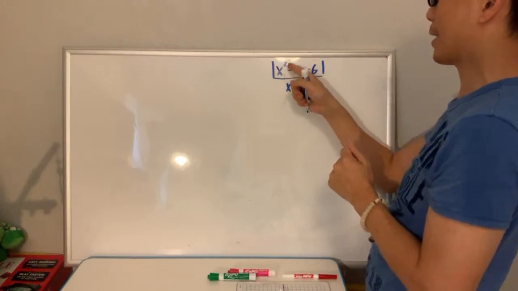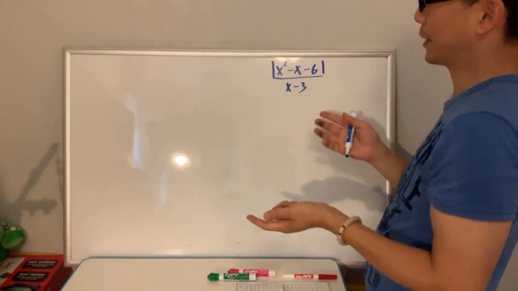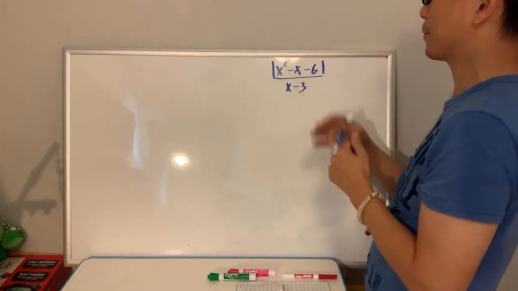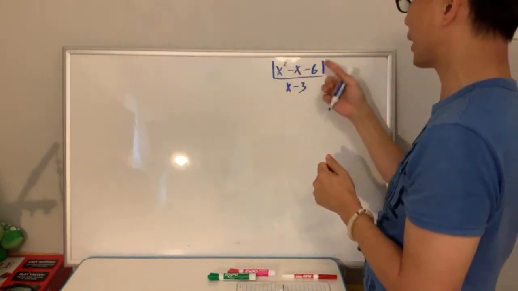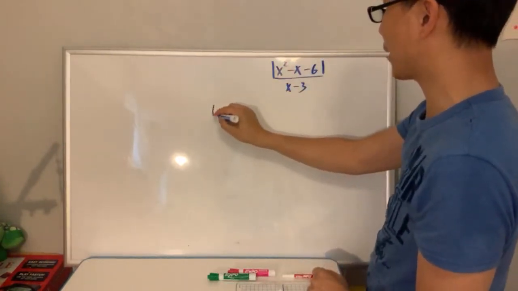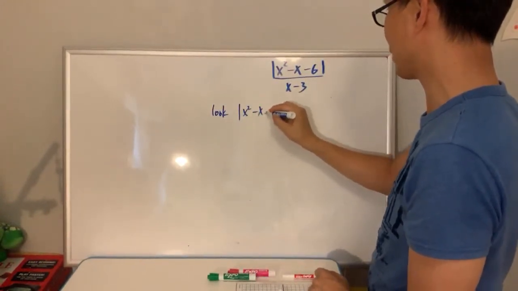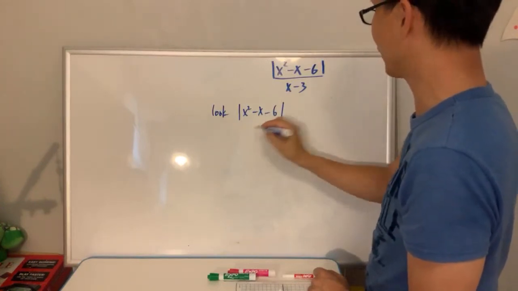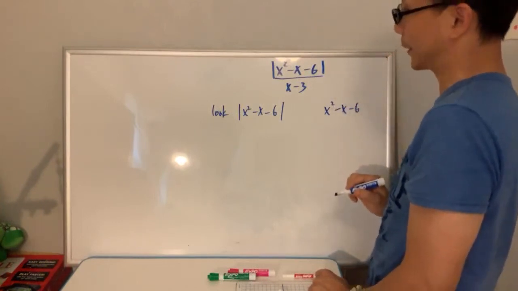What's x squared minus x minus 6? Well, we know that x squared is a parabola, and then we know the y-intercept is probably -6. We don't know what the x-intercept is, but we can factor this to find out the x-intercept. So first of all, I'm going to look at the absolute value of x squared minus x minus 6. But before that, I'm going to look at what the x squared minus x minus 6 graph looks like.